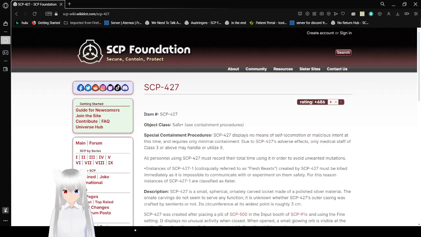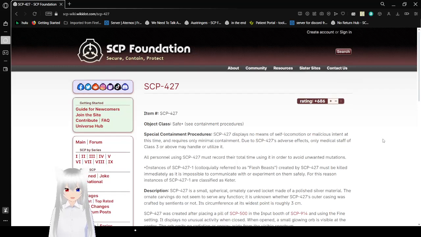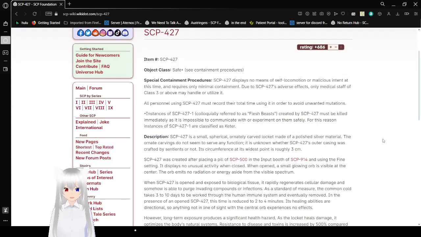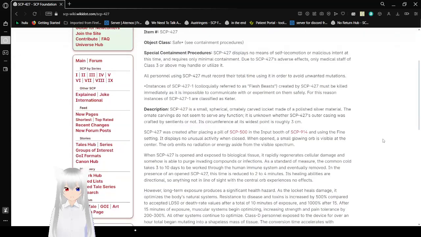Now let's get right into this. Item number SCP-427, Object Class Safe. See Containment Procedures. Special Containment Procedures: SCP-427 displays no means of self-locomotion or malicious intent at this time. It requires only minimal containment.